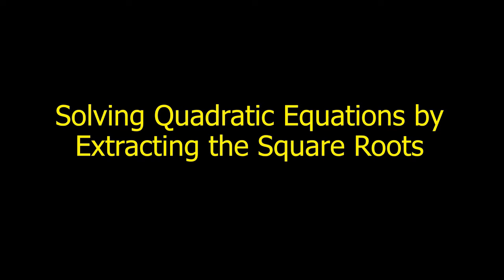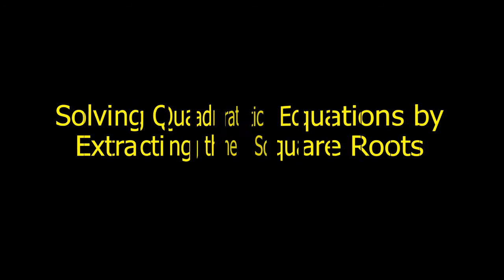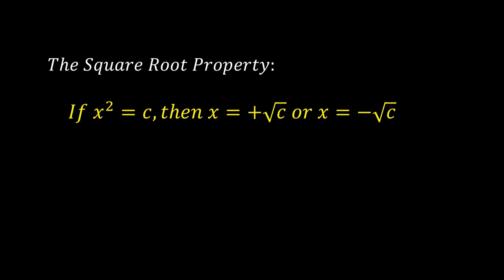Solving quadratic equations by extracting the square roots. The square root property: if x squared is equal to c, then x is equal to positive square root of c, or x is equal to negative square root of c. We are going to use this square root property in solving some quadratic equations.